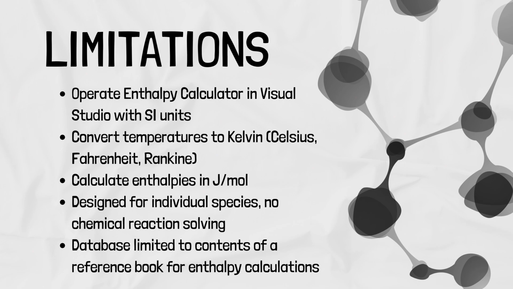However, like any other tool, the enthalpy calculator has its limitations. Developed exclusively in SI units, it requires temperature in kelvins for consistent calculations. The calculator yields enthalpy results in joules per mole, requiring users to convert values if different units are desired. It's essential to note that the calculator is designed for individual chemical species and lacks the capability to solve for total enthalpy in chemical reactions. The database of chemical species is constrained to the contents of Introduction to Chemical Engineering Thermodynamics, limiting the range of substances available for enthalpy calculations.